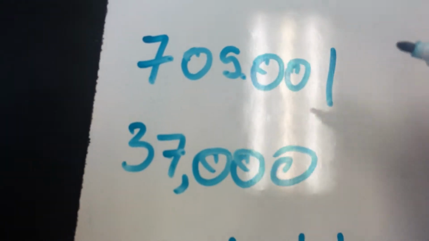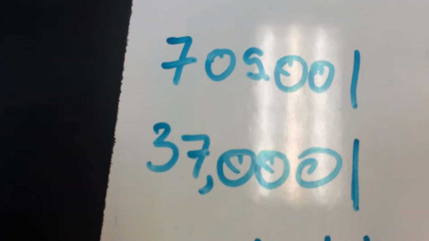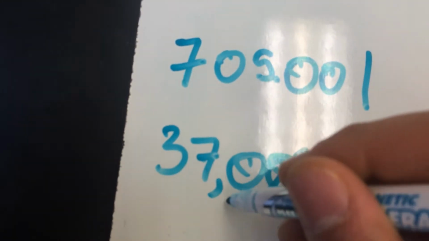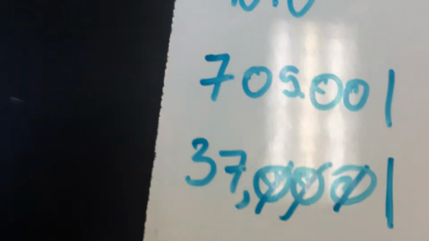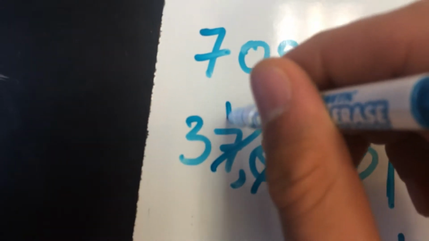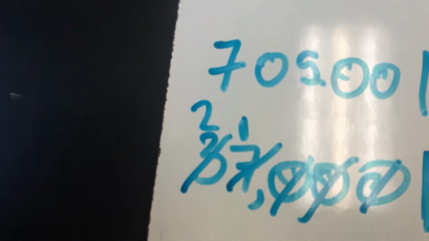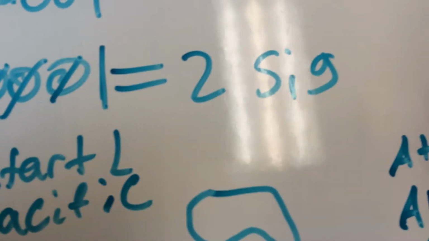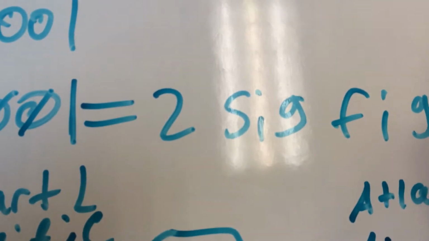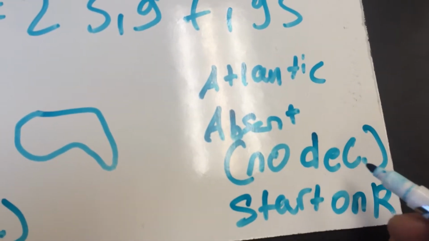You don't count the zeros, so you start from the right side. Boom, boom, boom. And once it's a number that's not zero, that's when you start counting the significant figures. So the 7, you cross that out, that's your first. 3, you cross that out, that's your second. So this is equal to 2 sig figs. Okay, that's with Atlantic, which is no decimal point. Start on the right side.